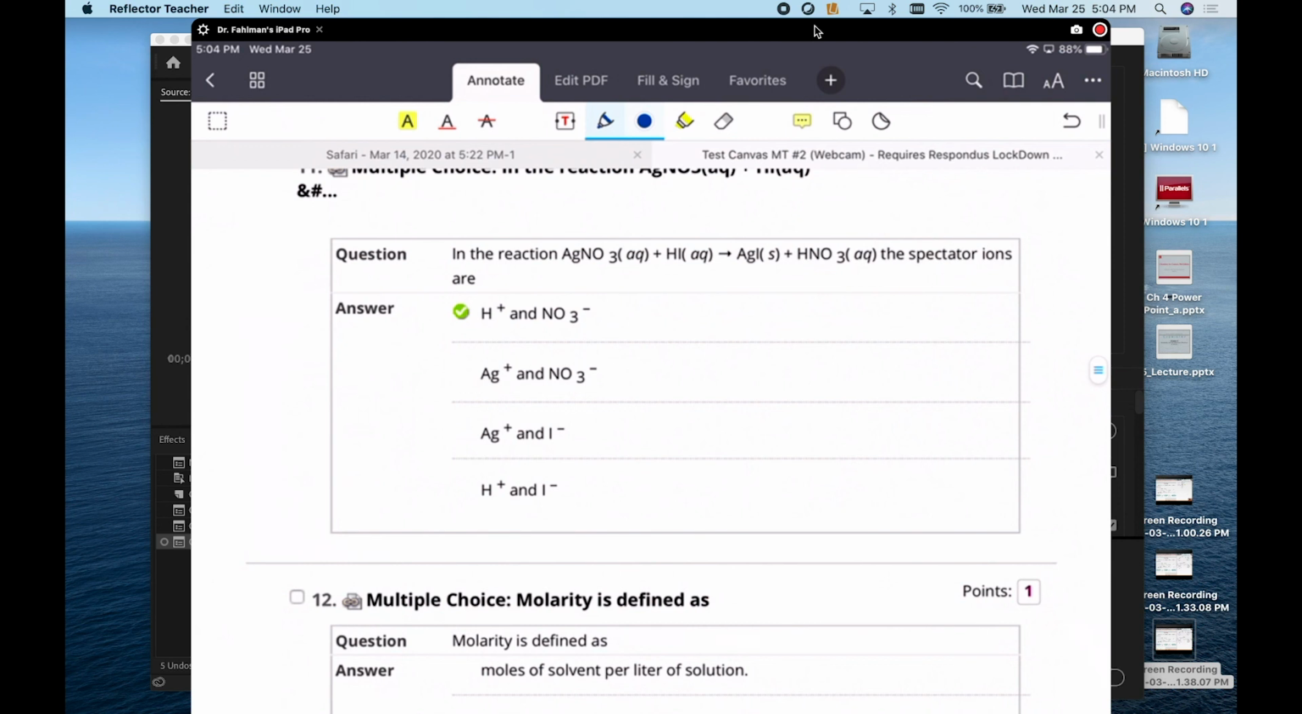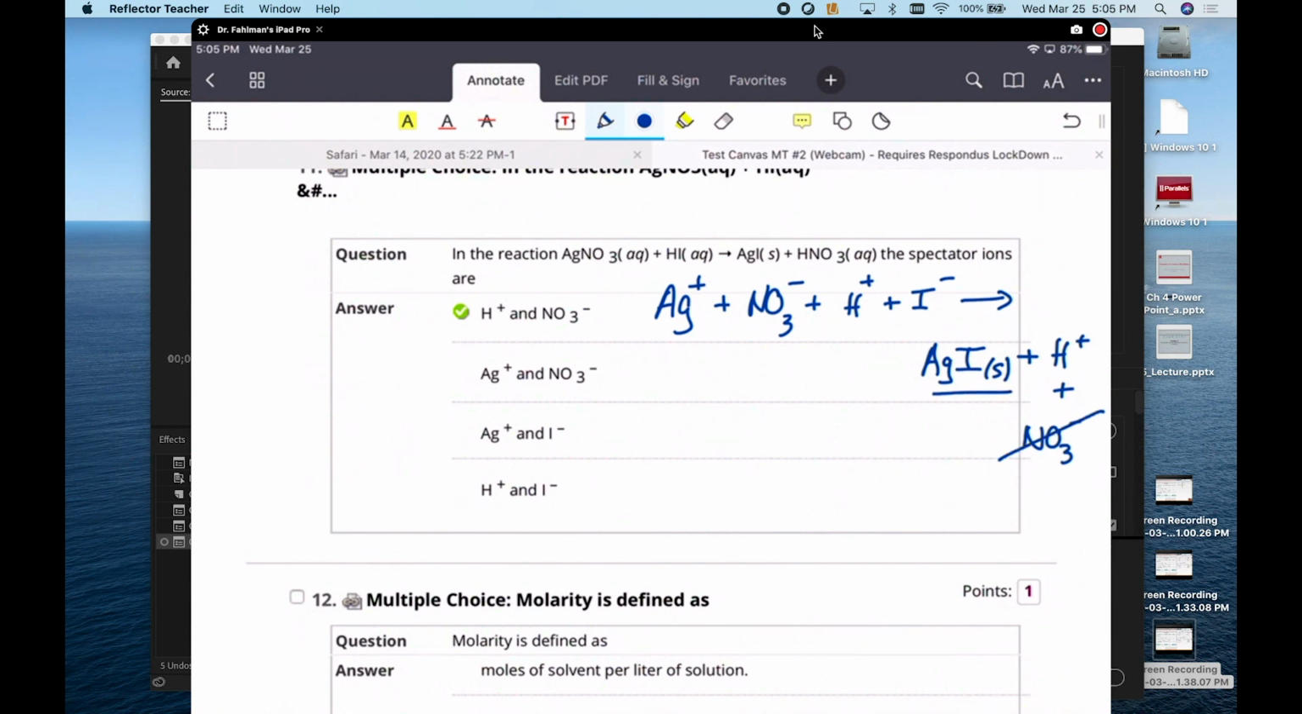Okay, finally an easy one here, or a non-calculation one at least. So the spectator ions in this one, I suggest you write out the total ionic equation. I'm forgetting the aq little subscripts there. This stays together because it's a solid. And then you're just seeing what can be canceled from either side. You can cancel H plus and NO3 minus, so those are the spectators.